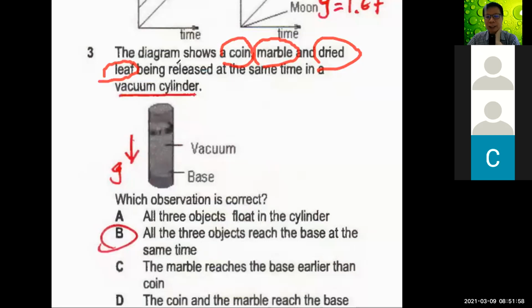But in real situations, let's say falling in the air, let's say you drop the 3 things outside your house, definitely you don't see this happen. You will notice maybe the marble drops fastest, second, followed by the coin. Maybe the dry leaf, because it is very light and the surface area is so big, will take longer to reach the ground. That will be the real situation when falling in air, different from falling in a vacuum. This question is asking about falling in a vacuum, so all the same. Okay, understand?